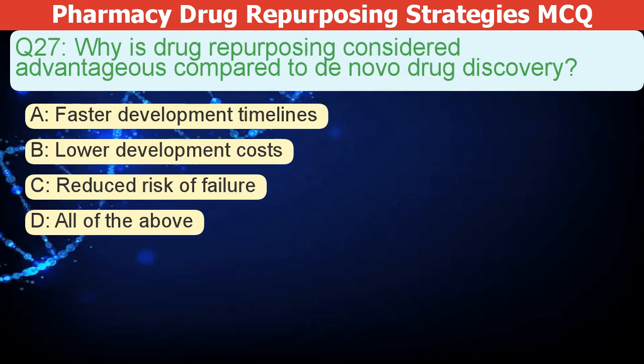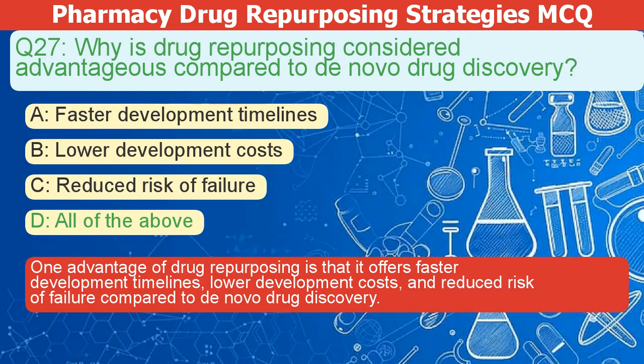Why is drug repurposing advantageous compared to de novo drug discovery? A. Faster development timelines. B. Lower development costs. C. Reduced risk of failure. D. All of the above. The correct answer is D. One advantage of drug repurposing is that it offers faster development timelines, lower development costs, and reduced risk of failure compared to de novo drug discovery.